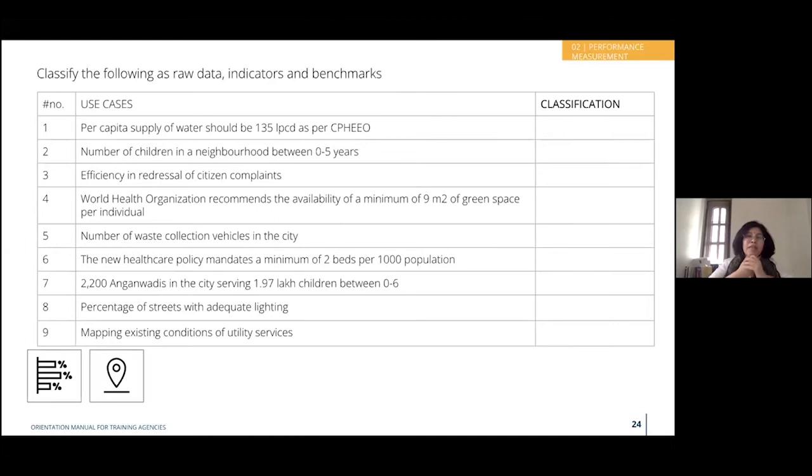Number of waste collection vehicles in the city. Raw data, right? Unless we have some population data, household data to process it with, it doesn't mean anything on its own. New healthcare policy mandates a minimum of 2 beds per 1,000 population. Benchmark. 2,200 Anganwadis in the city.